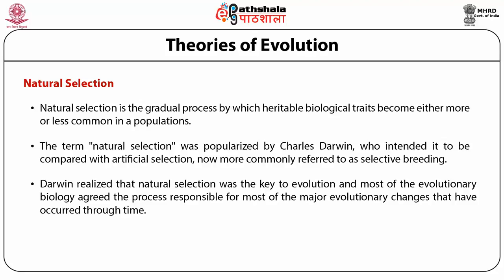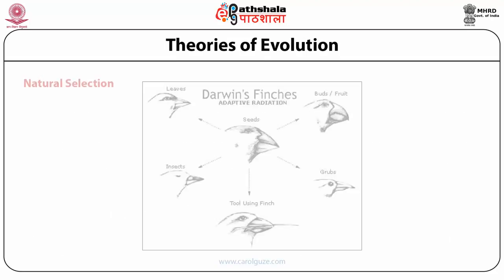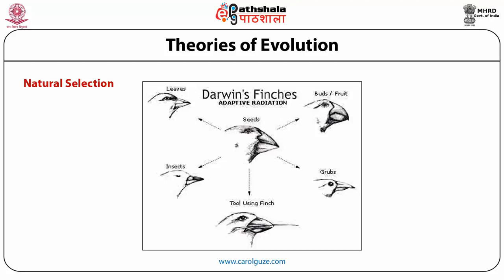Natural populations provide clear evidence of evolutionary change in the struggle for existence. Those individuals with favorable variations would survive and reproduce, but those with unfavorable variations would not. There is an image of a finch, a bird found in the Galapagos archipelago. Darwin observed how environmental changes and climate create variation and how animals adapt themselves in a changing environment.